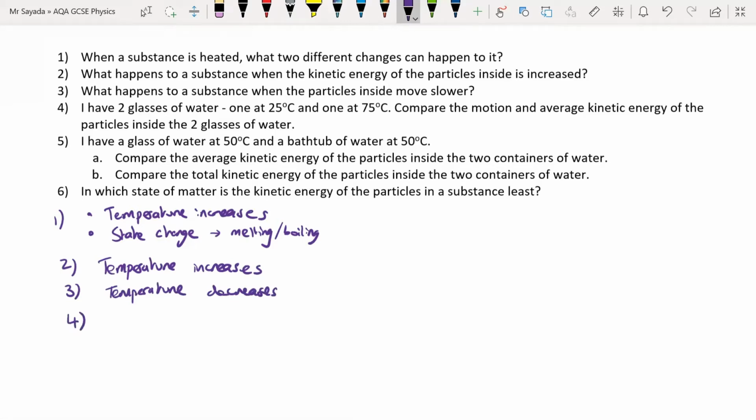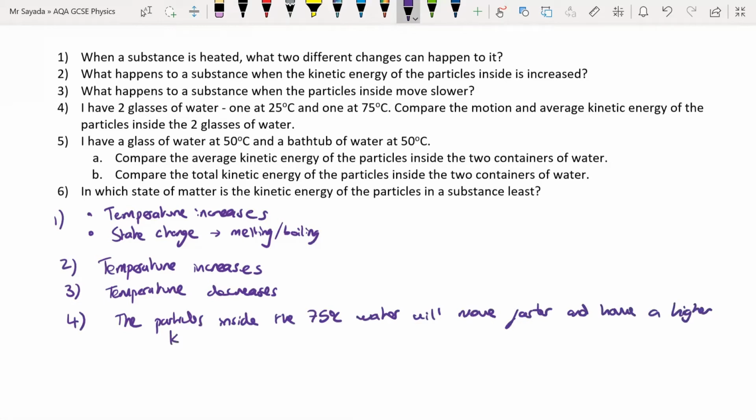Two glasses of water, one at 25 degrees, one at 75 degrees. So comparing the motion and average kinetic energy of the particles. So the particles inside the 75°C water will move faster and have a higher kinetic energy than the particles inside the 25°C water. So the higher temperature water has more energetic particles, faster moving particles inside.